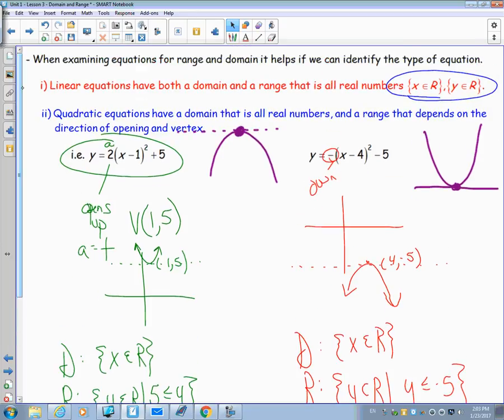Okay, as I said, lines you should be able to just know right off the bat. Mx plus b, so if I came across something like 3x plus 1, I would know that goes like this. Left and right forever and ever, up and down forever and ever. All real numbers for domain and range.